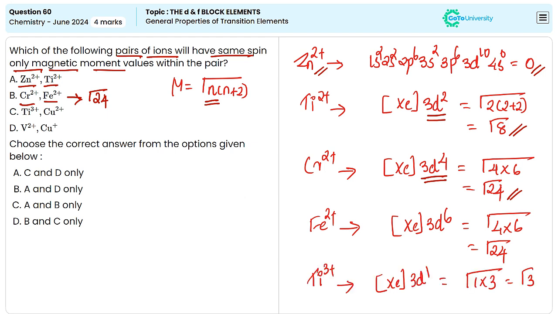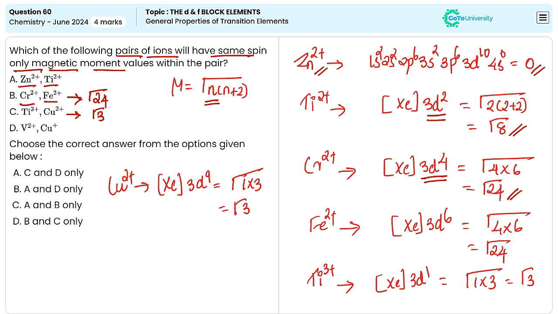Titanium 3+ has the configuration 3d1. Due to the presence of this one unpaired electron, the magnetic moment value is square root of 3. And the next one is Cu2+ ion. Copper has the electronic configuration 3d10 4s1, and when it forms the Cu2+ ion, the electronic configuration becomes 3d9. In 3d9, 4 orbitals will be fully paired and 1 electron will be unpaired. So the magnetic moment value will be equal to square root of 3. So we can say both these ions have the value square root of 3.